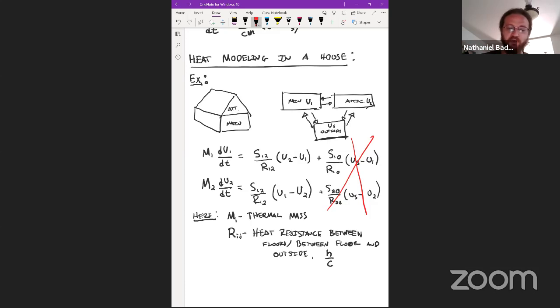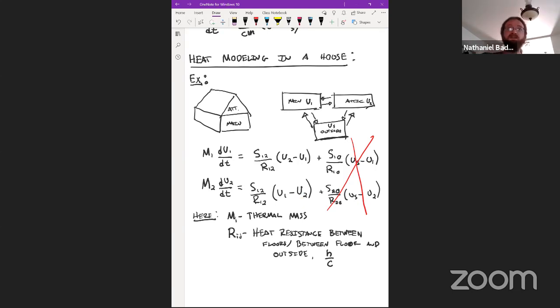So if room 2 is warmer than room 1, then this means that room 1 will be heating up and room 2 will be cooling down, right? So the rate of change of temperature in room 1 will be positive, while the rate of change of temperature in room 2 will be negative. So that makes sense. As long as room 2 is hotter than room 1, room 1 heats up and room 2 cools down. And similarly, vice versa.